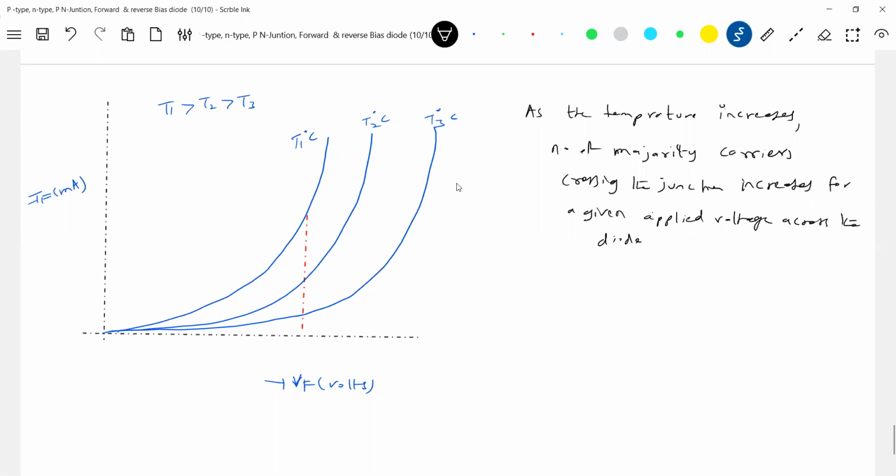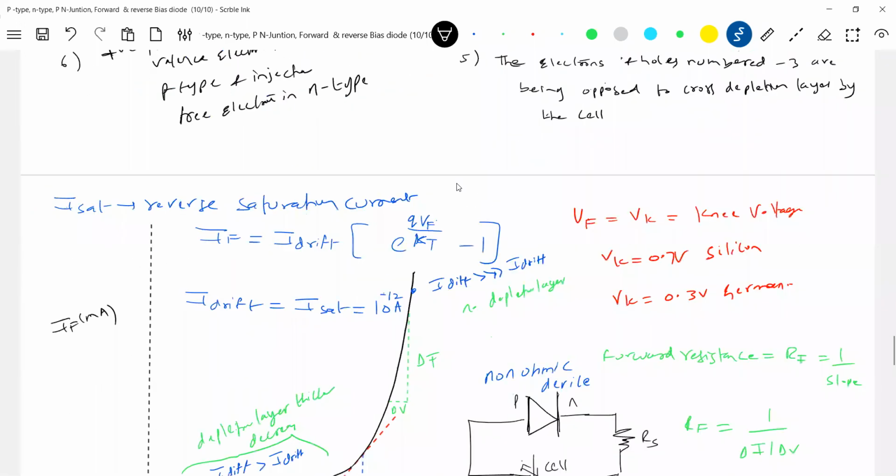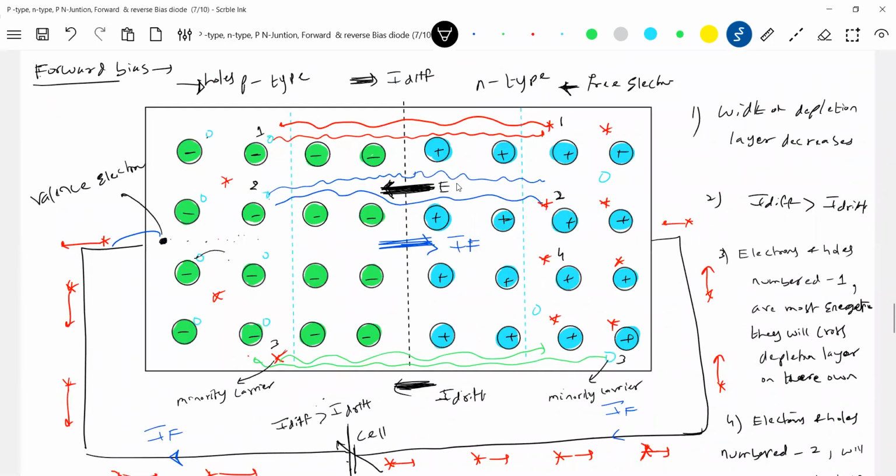And now you can also ask questions. You said temperature increases, then what will happen to the covalent bonds in the depletion region? They'll also increase. But if you look at the amount by which the flow of majority carriers increases, that will supersede the minority carrier current. As you increase temperature, more covalent bonds will break up, but they are minority. So the flow of majority carriers will be very much greater than the flow of minority carriers.